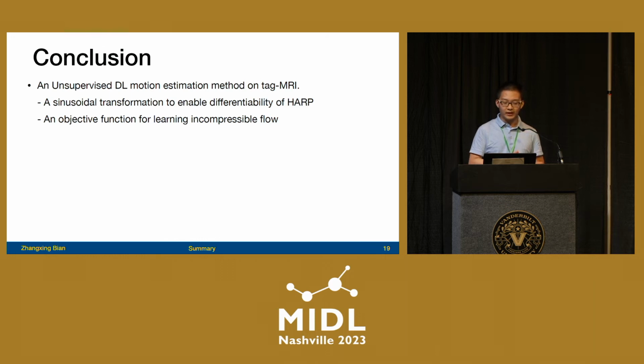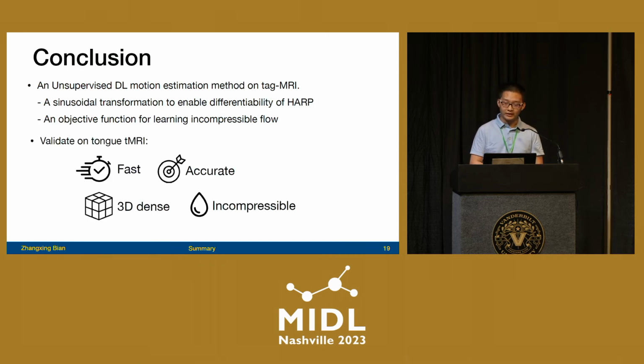So in conclusion, we propose an unsupervised deep learning motion estimation method on Tagged-MRI data with two key components. One is sinusoidal transformation to enable differentiability, and another is an objective function for learning an incompressible flow. The take-home message is that this can run fast, and the estimation is accurate, 3D dense, and incompressible.